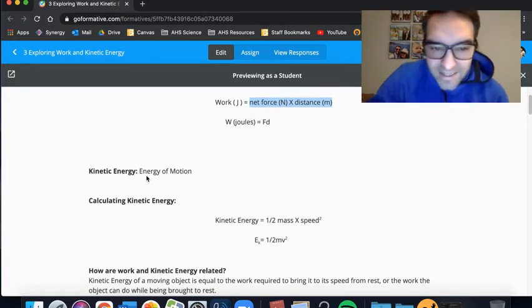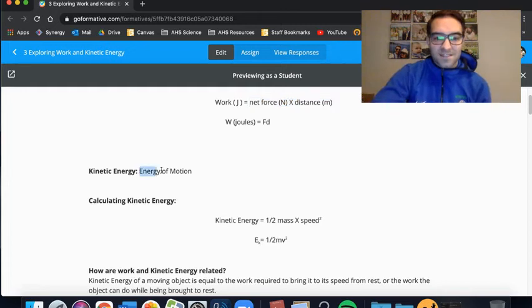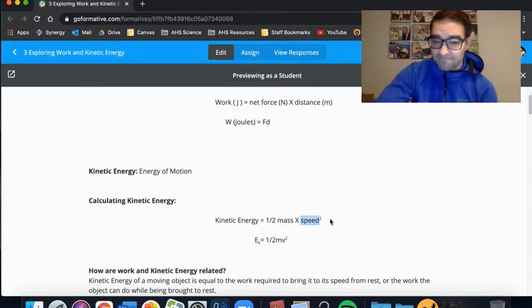Then again, kinetic energy, we've talked about this a few times now. It's the energy of motion. If there is motion, then there is kinetic energy. And so now, how do we calculate that? It's going to look like that. So it's going to be half mass times speed squared. And another way of looking at it will be like this. Okay, so really, if you know the mass of the object and you know the velocity in meters per second, then you're going to be able to calculate the kinetic energy.